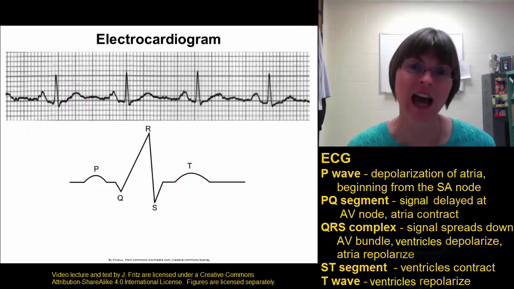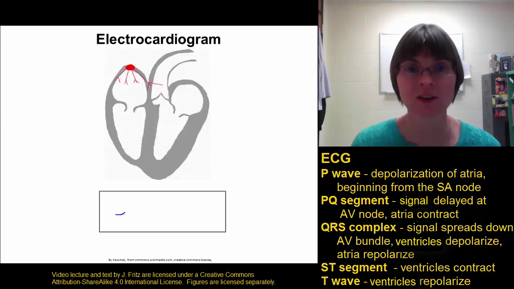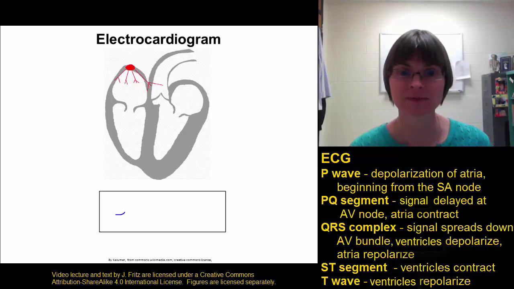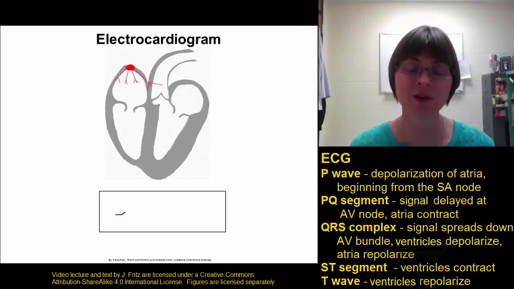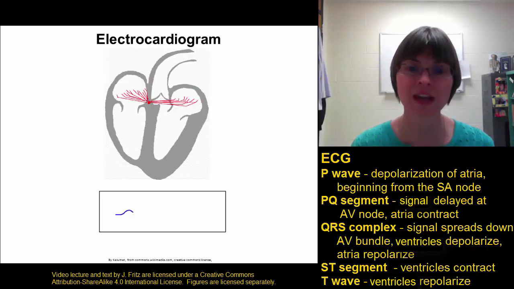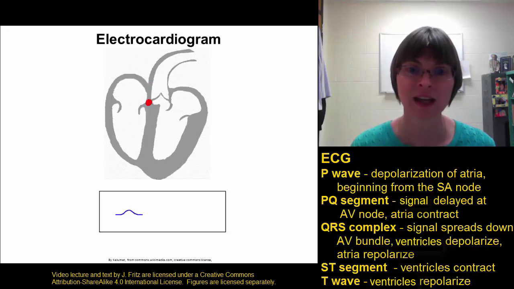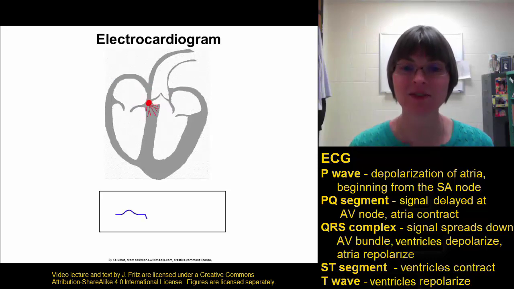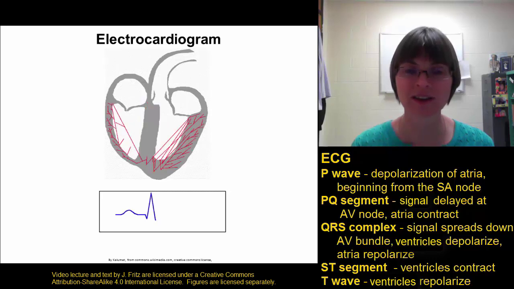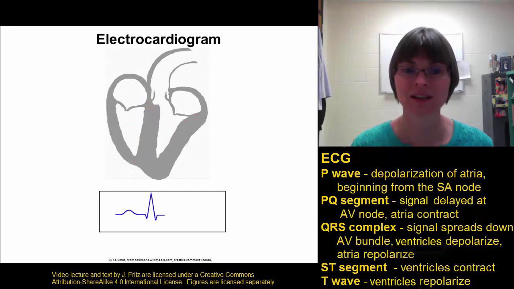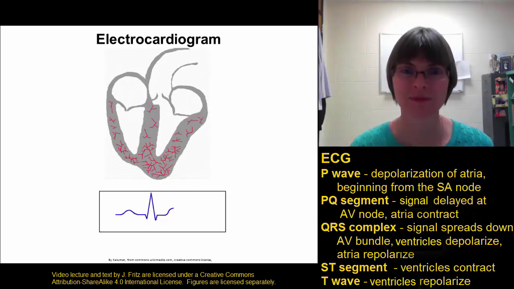To be able to see how this ECG pattern matches with the activity of the cardiac conduction system, we have this animation. You can see the SA node signal spreading through the atria, that's the P wave. Now we have a delay at the AV node, then the QRS complex, and then the T wave.